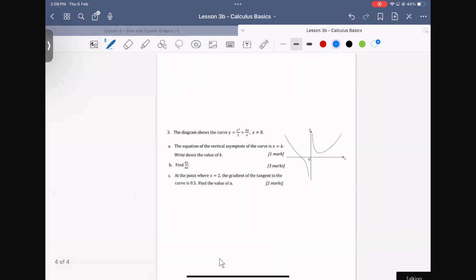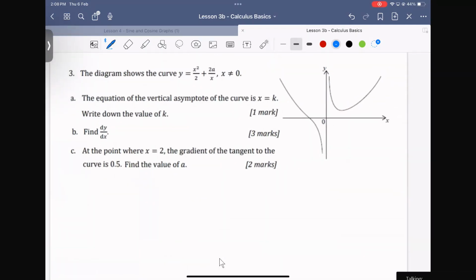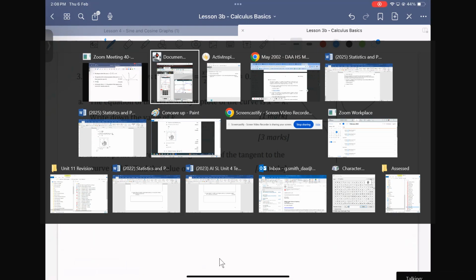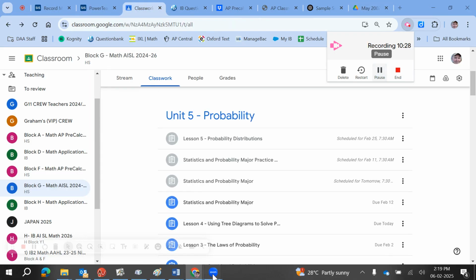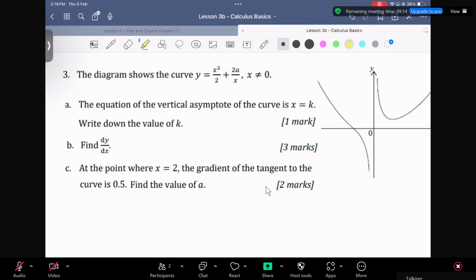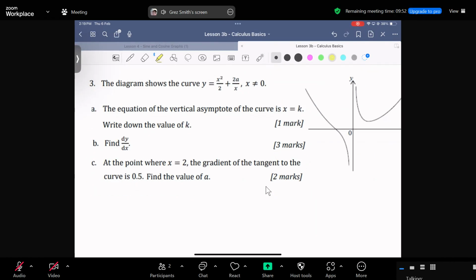Okay, our last question, question number 3. Have a go at this one. All right, let's have a look at this last question. So the diagram shows the curve y.